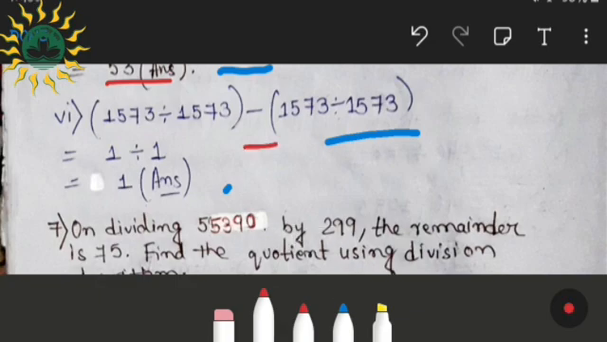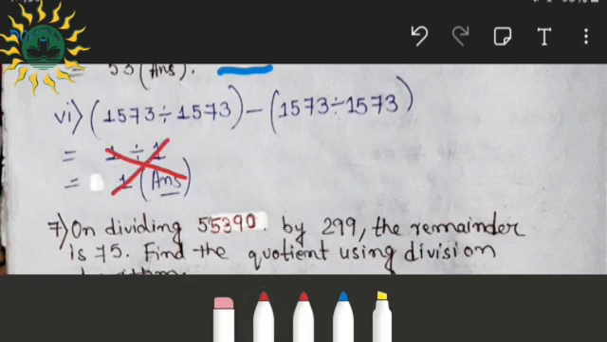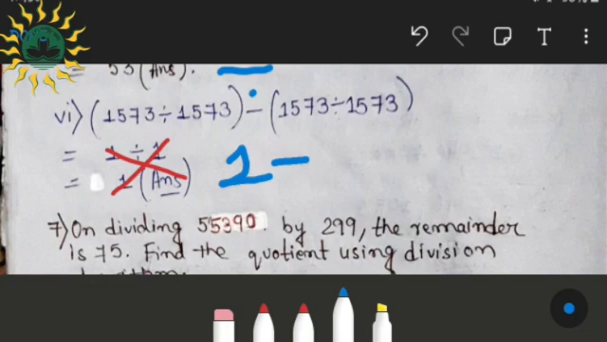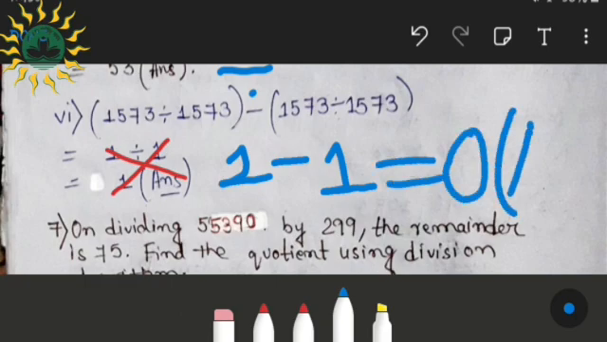Just a second. Here in the question it was minus. I have given a division sign here. This is wrong. Kindly change this. So 1573 divided by 1573. Cancel this out and write 1573 divided by 1573 gives us 1, minus, since this is the minus sign, then 1573 divided by 1573 gives us again 1. So ultimately our answer will be 0.